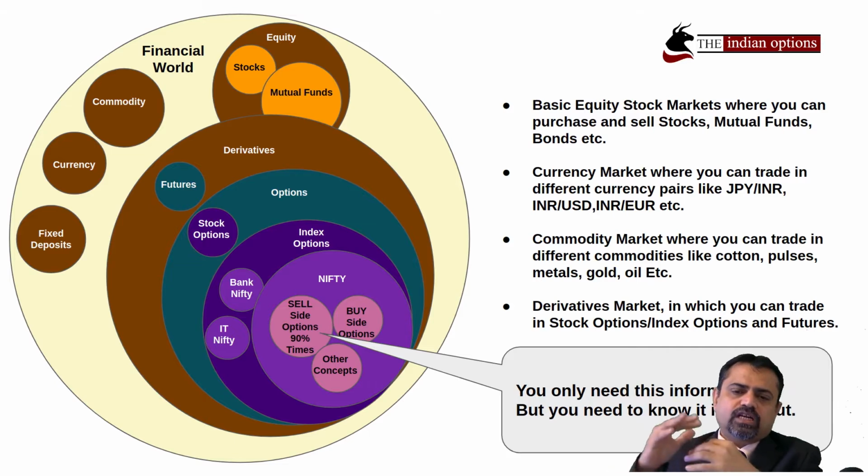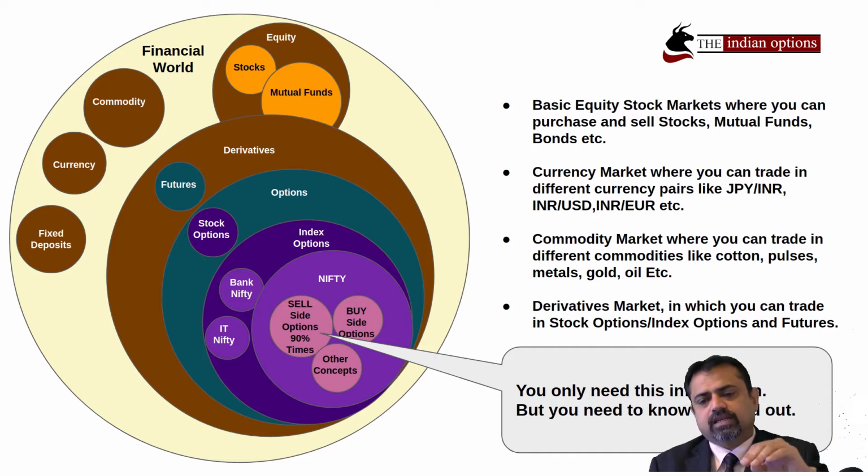Now if we go further down, in index options there are three main indexes. One is Nifty, that is the biggest index. Then there is Bank Nifty, which consists of all the banks, and then there is Nifty IT, which consists of all the blue chip companies like Infosys, Tech Mahindra, and all other IT related companies. And then the Nifty. Nifty is the biggest thing, and we are going to deal only with Nifty.